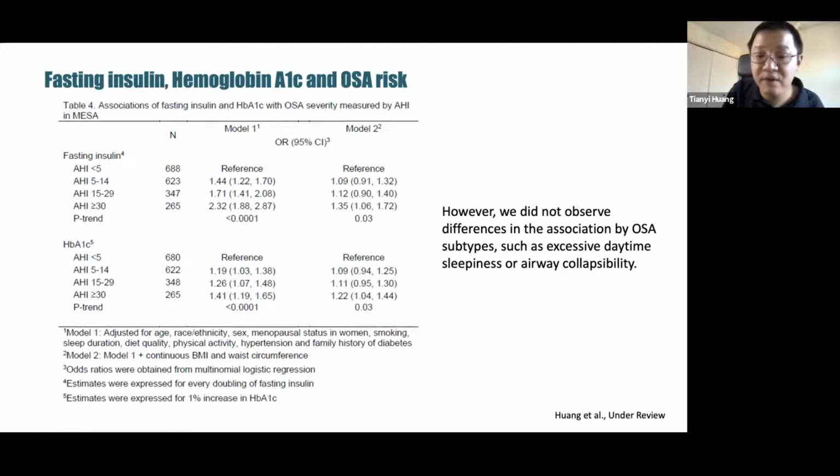But what's different from the inflammation is that we didn't observe differences in the association by OSA subtypes, such as daytime sleepiness or airway collapsibility, for the association with fasting insulin or HbA1c. Although we hypothesize that insulin resistance particularly may increase sleep apnea by enhancing airway collapsibility.